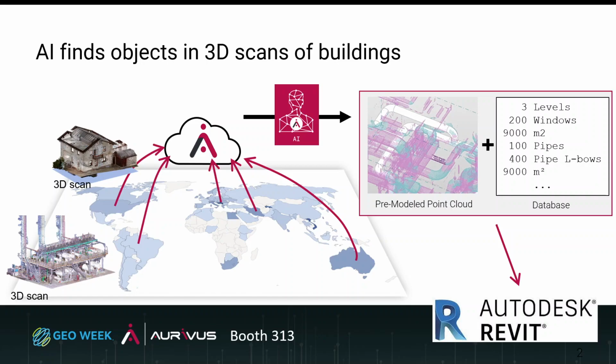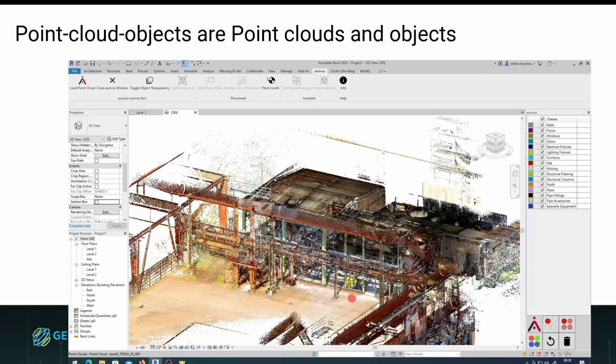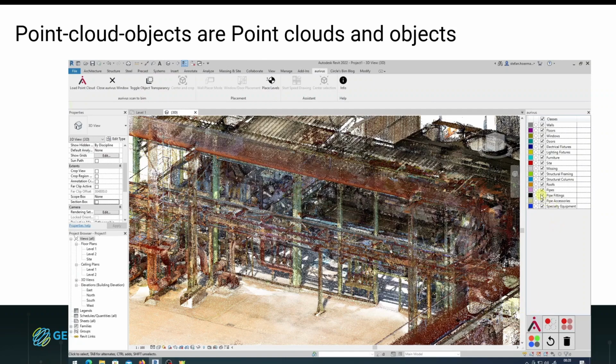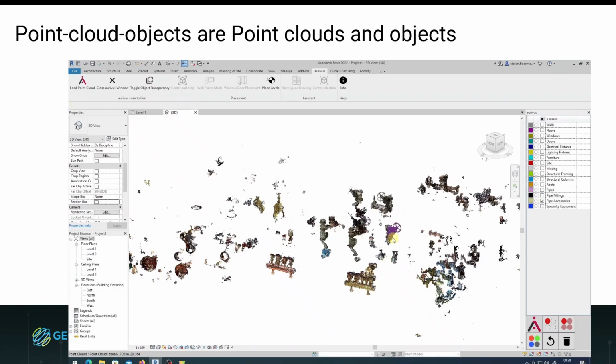So, what does it mean that the AI finds objects? Usually the point cloud is one solid piece. So it's one huge point cloud, and you cannot interact with it at all, except for slicing it or cutting through it. So when we say we have point cloud objects, that means that you can select them. You can select the objects, you can crop around the objects. We have these layers because we know what the object is.